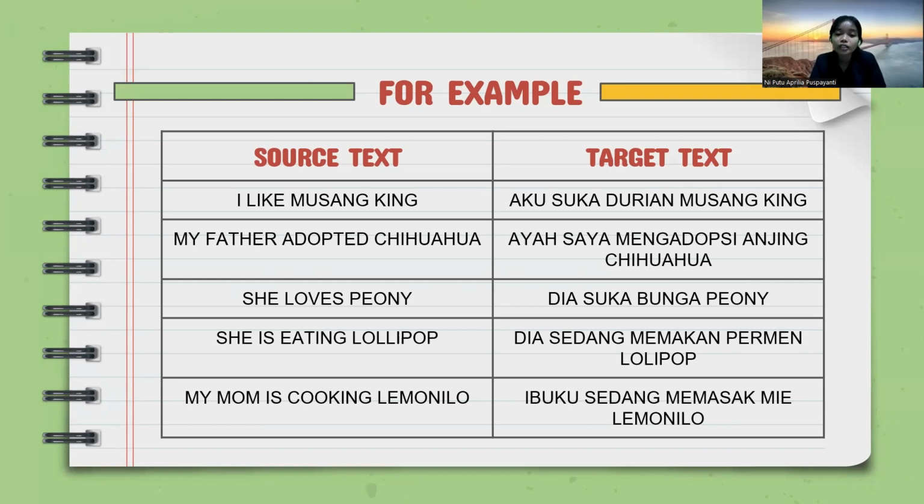As you can see on the target text, there are durian, anjing, bunga, permen, and mie that provide accurate information for the reader, so the reader will not misunderstand the information in the text. And next slide.